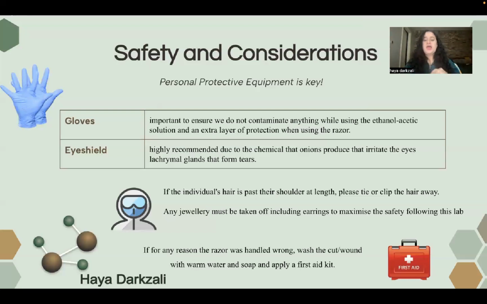us to things. And if for any reason the razor was handled wrong, please make sure to wash the cut or wound with warm water and soap and apply a first aid kit that is or should be in the classroom, and please notify the instructor. Thank you.